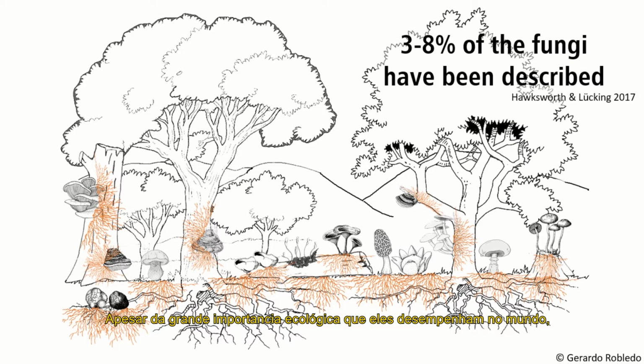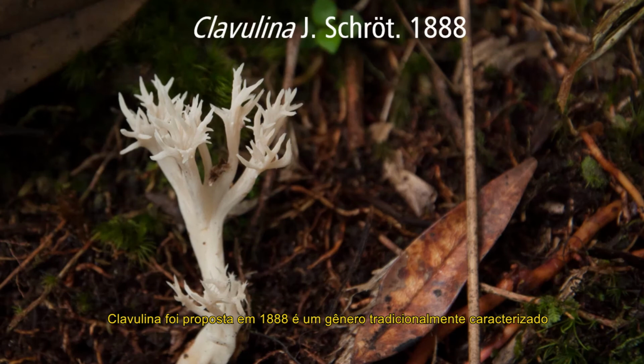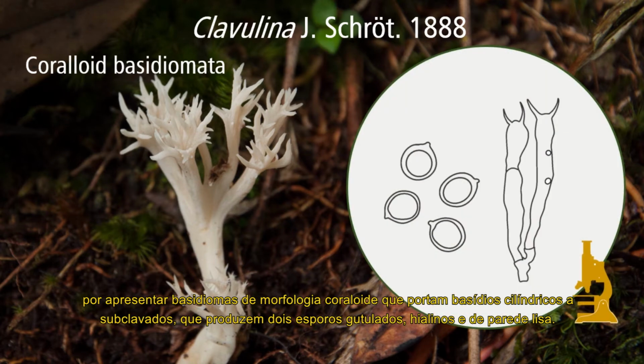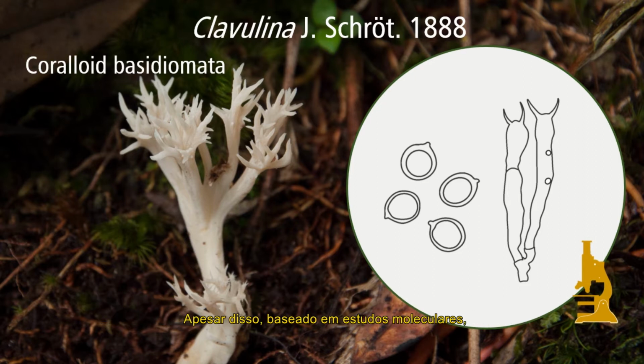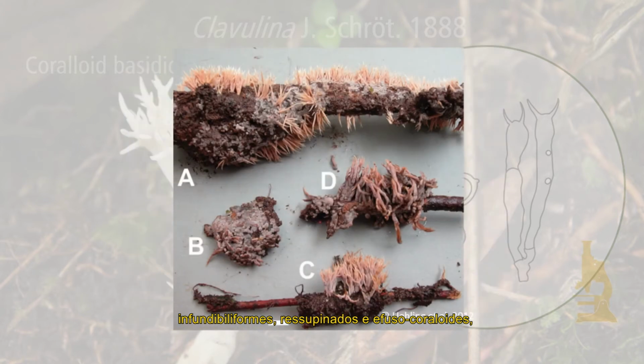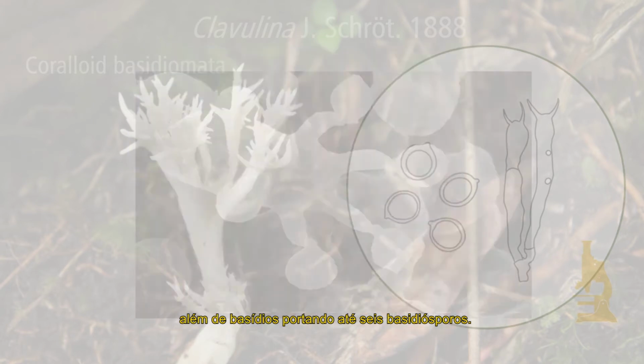Despite their major ecological role in the world, only 3 to 8% of the fungi have been described. Clavulina was proposed in 1888, and it's often characterized by coralloid basidiomata that bear cylindric to subclavate basidia, each producing 2 smooth, hyaline, guttulated basidiospores. However, based on molecular evidence, new species have been described for the tropics with fungiform, resupinate or effused coralloid basidiomata, and with basidia producing up to 6 basidiospores.